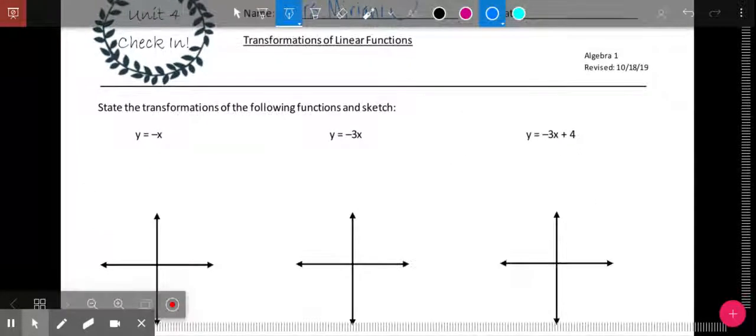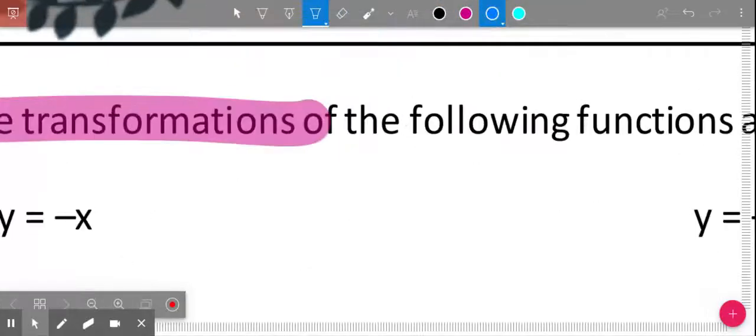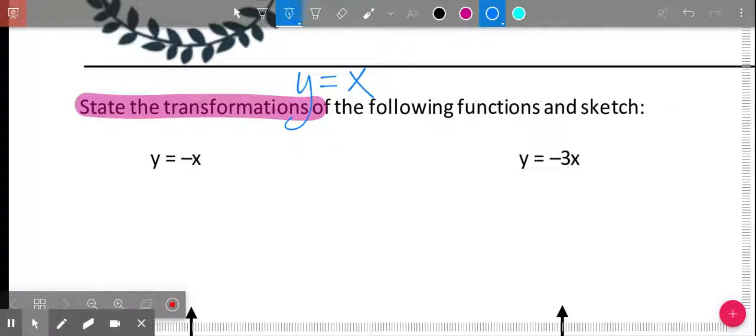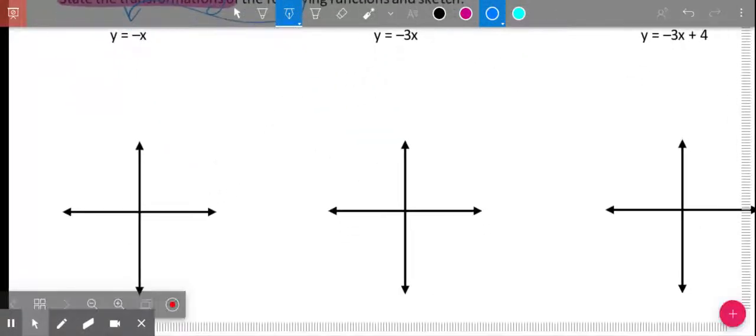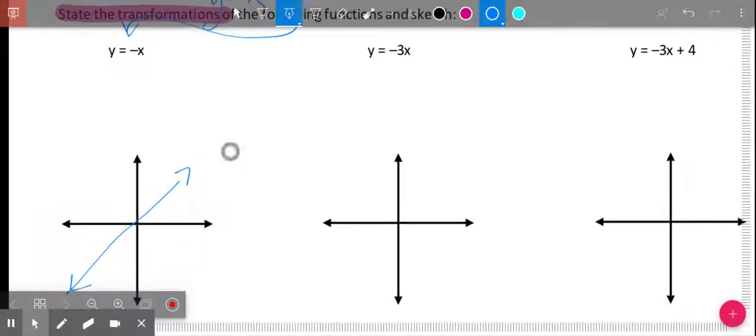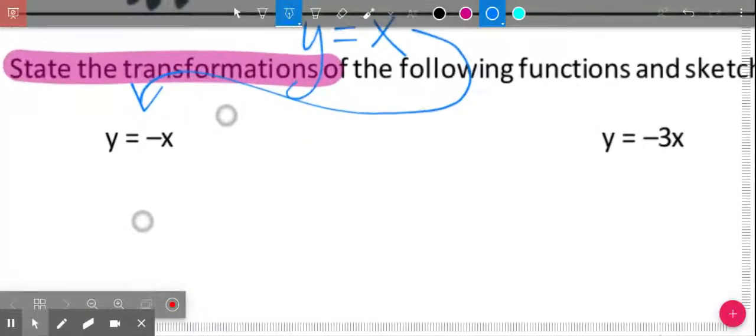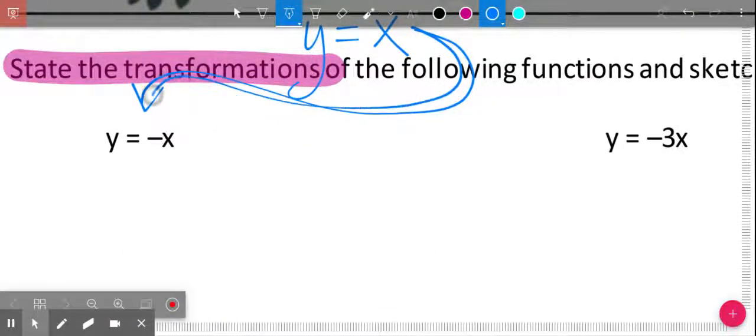Alrighty, so looking at these three functions. Whenever we state transformations, we always compare it to the parent function. So we will always compare to y is equal to x. We want to know how did we go from y equals x to our new function, which is y equals negative x. The parent function I'm going to write in blue each time. Our parent function looks like this. So I want to know what happens whenever I go from this parent function to my new function.